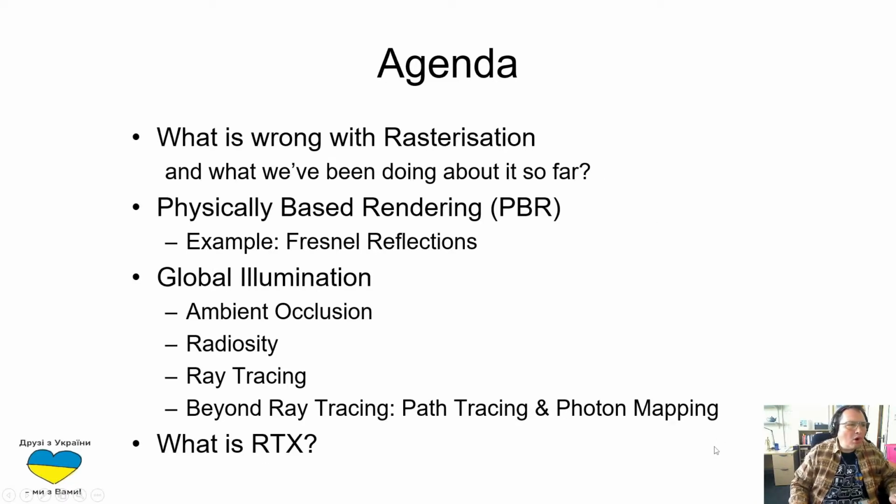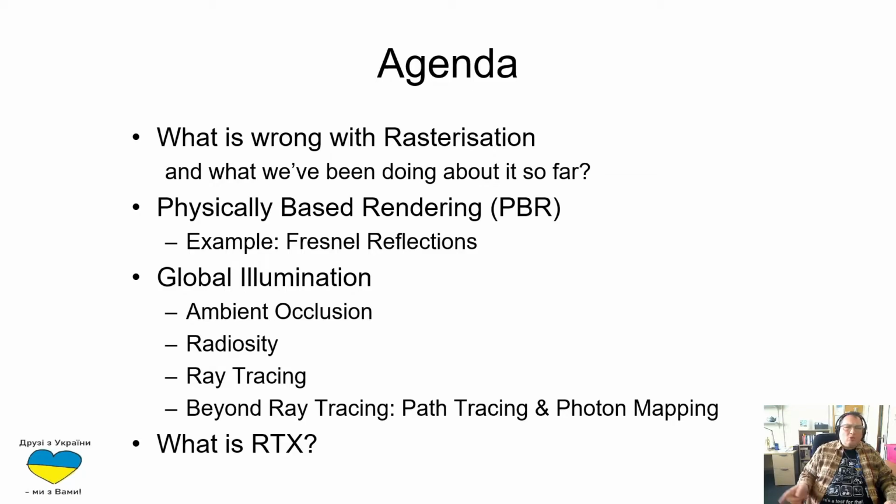So, what's wrong with rasterization and what we've been doing about it so far? It's the first topic in the agenda. Then we will very briefly talk about physically based rendering, PBR, very briefly, because this topic was already discussed in one of the past sessions on the 18th of March: Unity shader graphs and game engines.